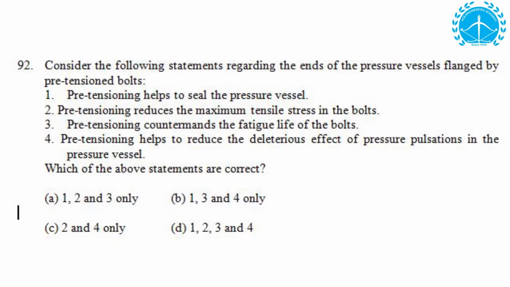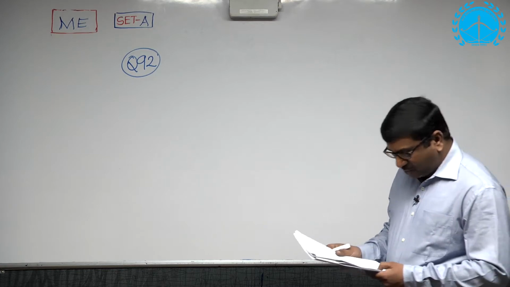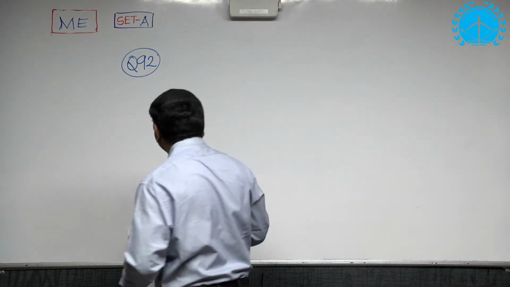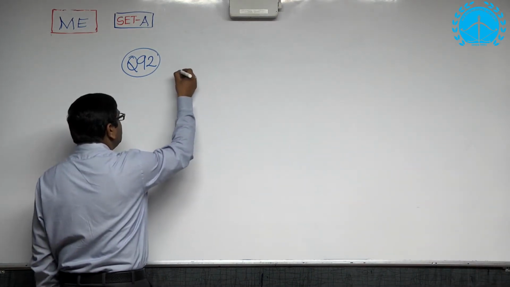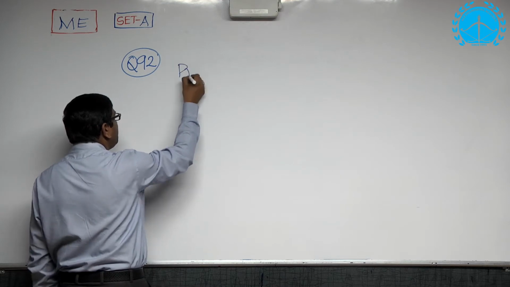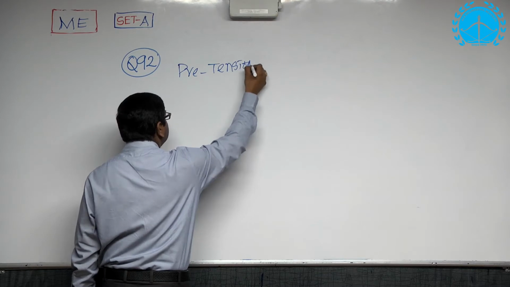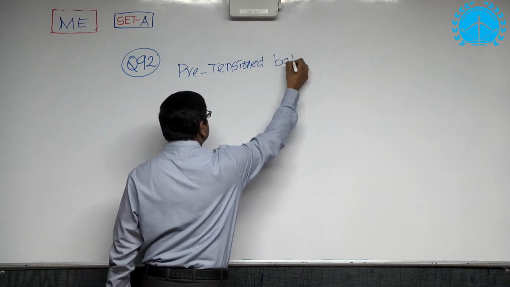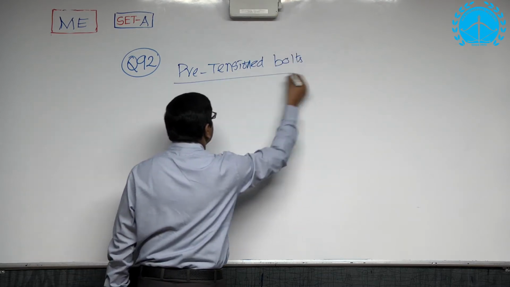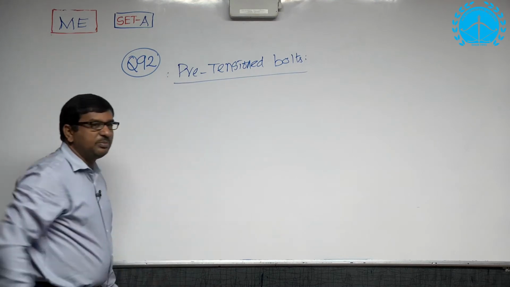So the question number 92: consider the following statements regarding the ends of the pressure vessels flanged by pre-tensioned bolts. Which of the above statements are correct? So this is related to pre-tensioned bolts. So why do we use pre-tensioned bolts here? And what is meant by pre-tensioned bolts?